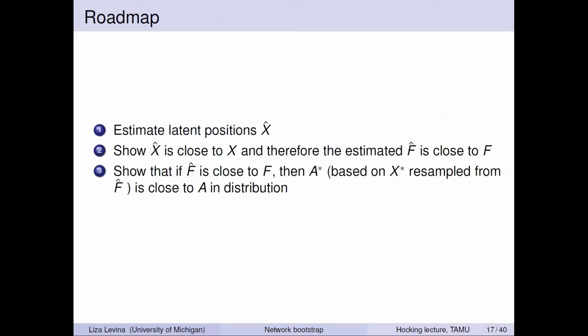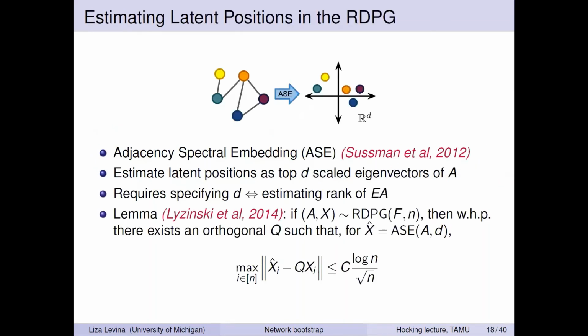So here's the roadmap. How are we going to show that this can actually be done and that this will work? A fairly logical series of steps, if you think about it. We start from estimating the latent positions, then we need to show that our estimates are close enough to the original. Therefore, the estimate of the distribution, the CDF, is also close enough to the truth. And then we also have to show that if F hat is close to F, then resampling from F hat will give us a network that's close to the original distribution. It's not the same thing.